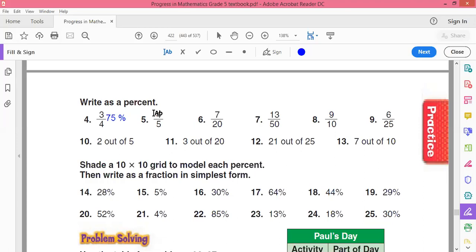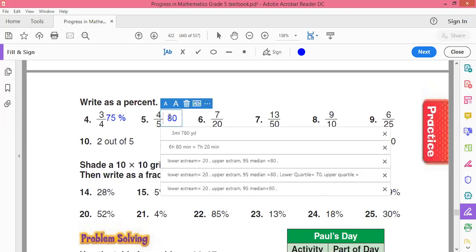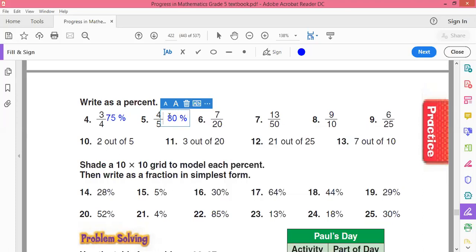4/5. Muaz, question 4/5. Yes. 4/5. How much percentage is this? Just think, 5 times what makes 100? 20. 20. Okay. Also 4 times 20 is what? 80. So you can say that it's 80%. You can do it mentally. Okay, mental math in your mind. It's very easy.